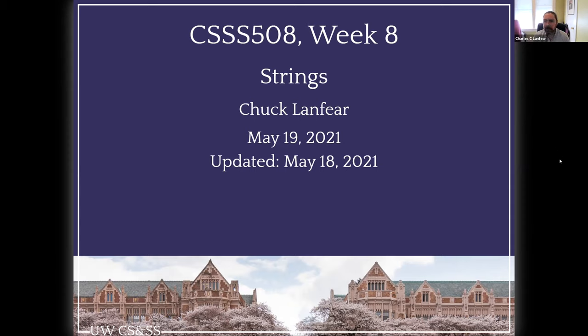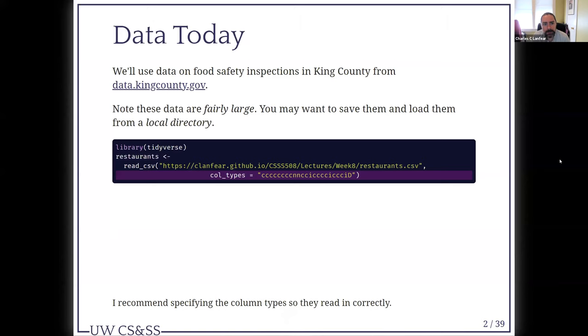So today's about playing with strings. The data I'm going to use today to demonstrate string manipulation is real data from King County's data.kingcounty.gov website. These are data on actual food safety inspections for restaurants and other businesses around King County. This is a big data frame. It's fairly large. This sort of thing you probably don't want to keep pulling down over and over again online because it might take a little bit of time. I forget exactly how many rows there are, but we'll see in a bit. Probably 100,000 or something like that. Yeah, might just pull them down.